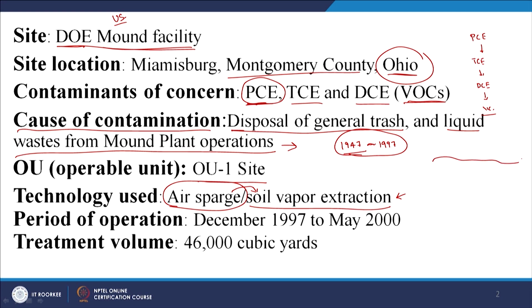Let us say you have this particular subsurface, and this is your groundwater table, and by soil vapor extraction you are trying to remove this particular gaseous phase.